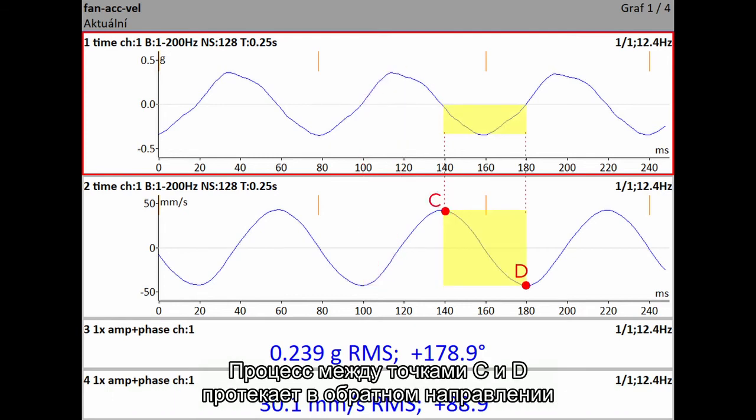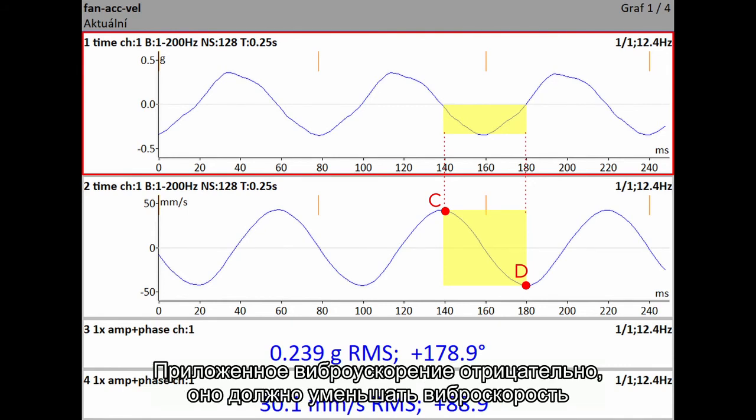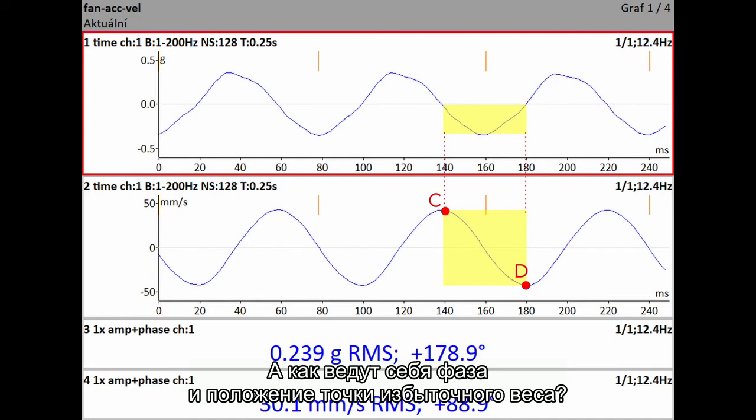The process in the interval from point C to point D is opposite. The velocity is decreasing from positive maximum to negative maximum. The applied acceleration is negative. It must decrease velocity. And what about the phase and heavy spot position?